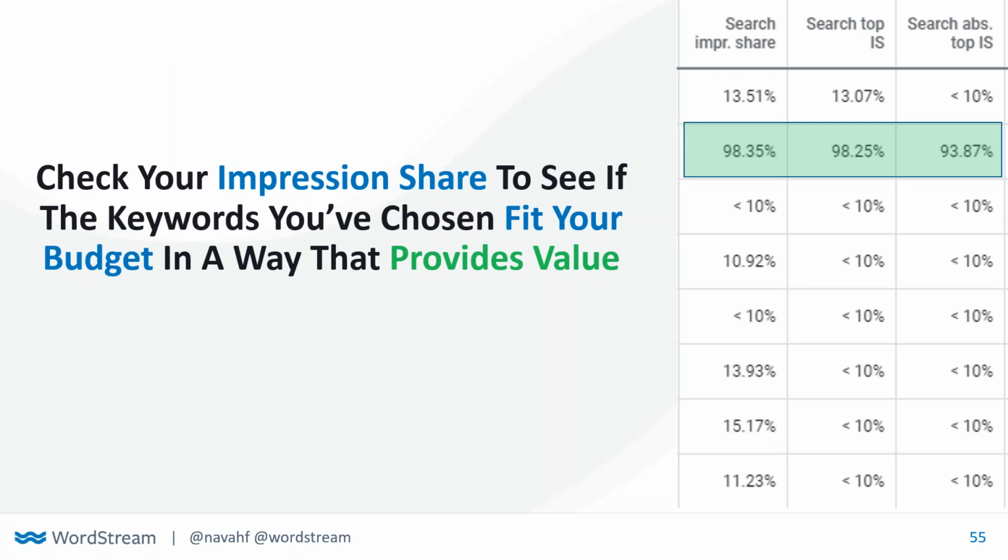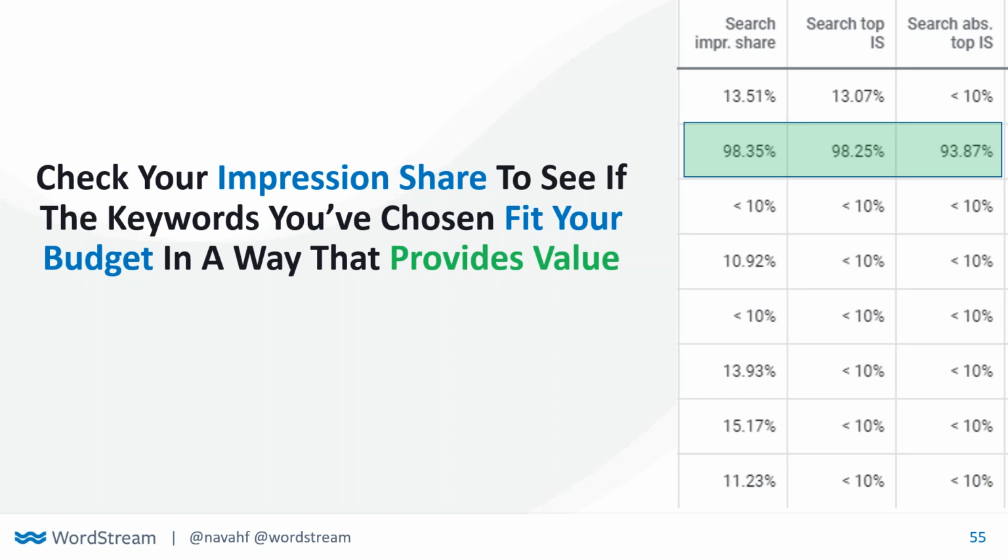So what's actually really fascinating here is that even though we can't see our average positioning anymore, we can still see where we are potentially losing impression share and how often we are serving at the top versus the absolute top. And in this instance, there's only one campaign, it happens to be branded, that has that 98.35. Everyone else is falling short of that average 50% impression share.